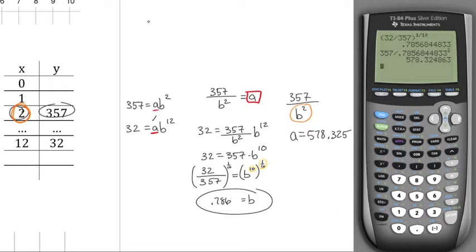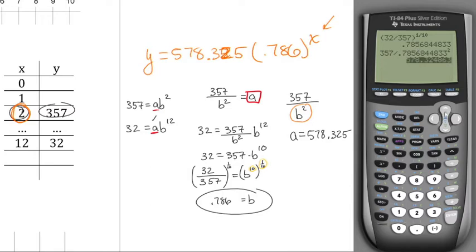Let me write the final equation. It's y equals 578.325, and then I'm going to multiply that by 0.786 raised to the x power. So I'm going to take the value of 2 and place it in here and see that I get something that looks like 357. And when I put in 12, I should get something very, very close to the number 32. So let's go ahead and, I'm not going to clear this because I want to go grab these values.